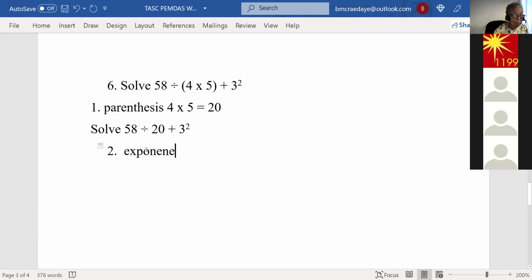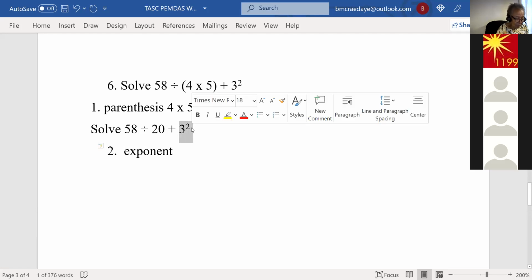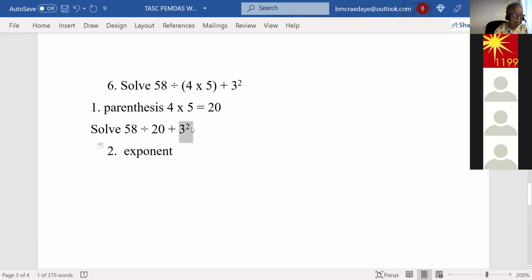And our exponent is 3 to the second. So let's just copy that. So Maureen, what is 3 to the second? What's 3 to the second equal to? 9. Yes, 9. That's correct.